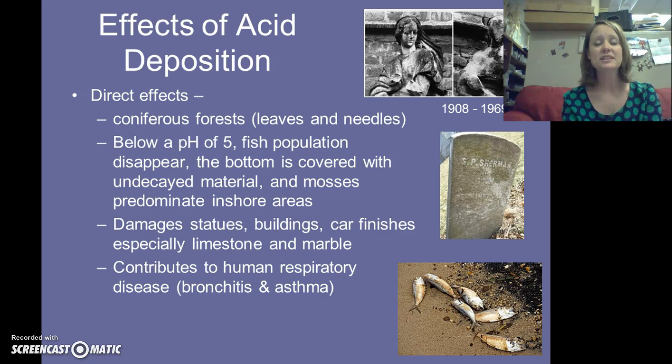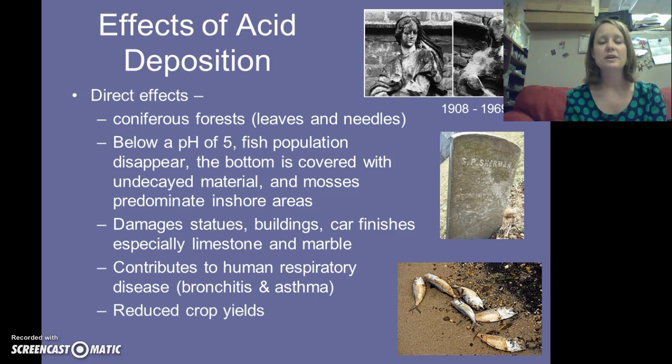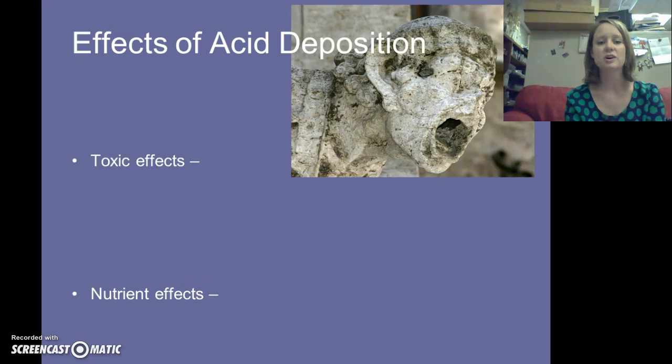Acid deposition can lead to health problems. It causes bronchitis, it can aggravate asthma, and then we also have reduced crop yields. For the same reasons that it affects the trees, it's going to affect all plants as well.